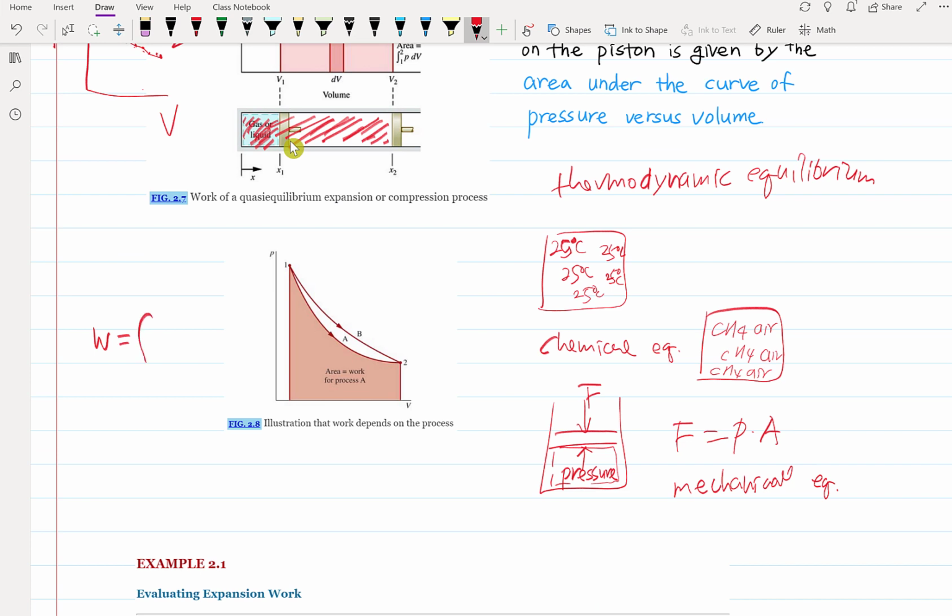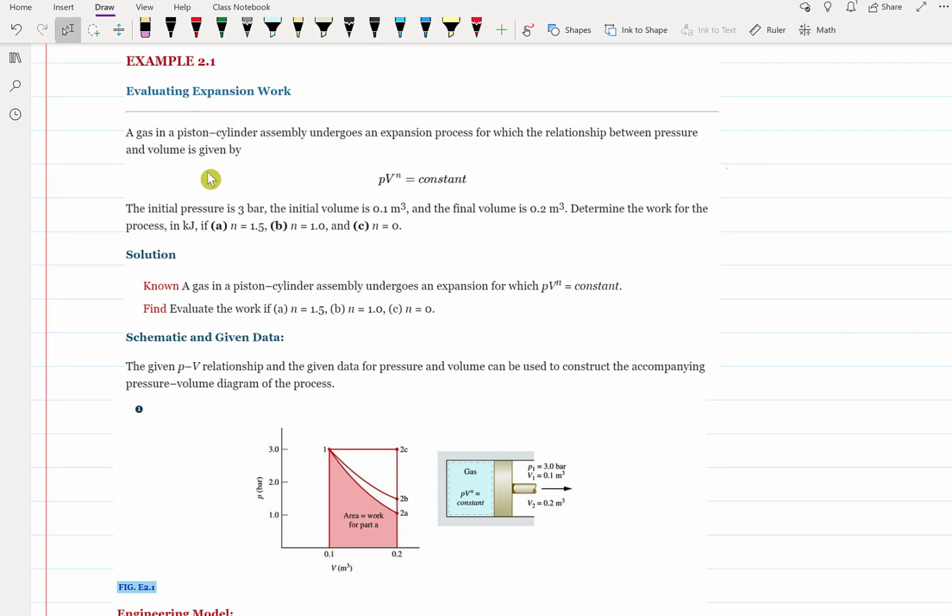So work was defined as the integration of pressure times the infinitesimal change of volume, from volume 1 to 2. So the work done by the gas is the area under the PV curve from point 1 to point 2. This red part under the curve corresponds to the work. So in the following examples, we will see how the process affects the work.